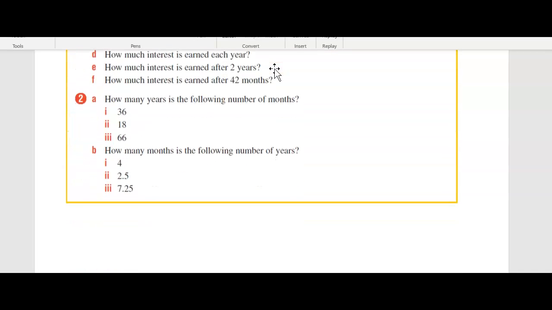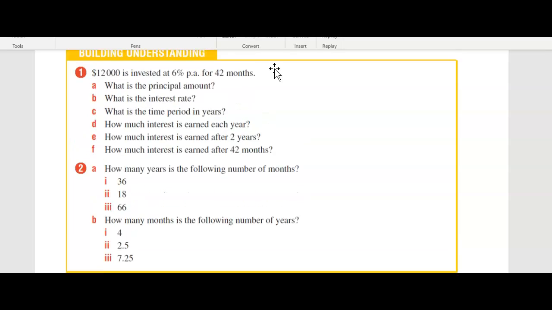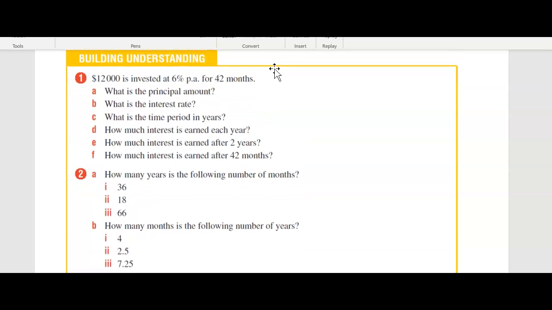All right, let's answer these building understanding questions and then we're done. Okay, so $12,000 is invested at 6% per annum for 42 months. What is the principal amount? So the amount we start off with, which is $12,000. What is the interest rate? It is 6%.